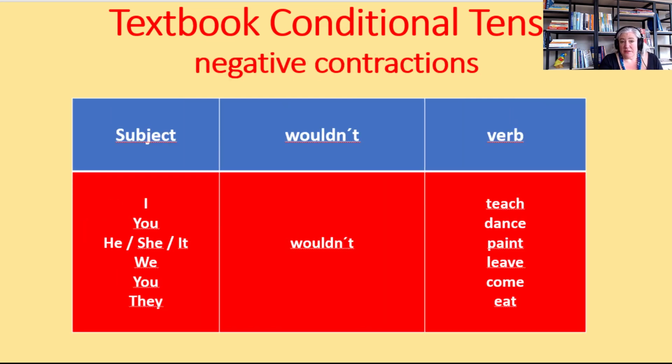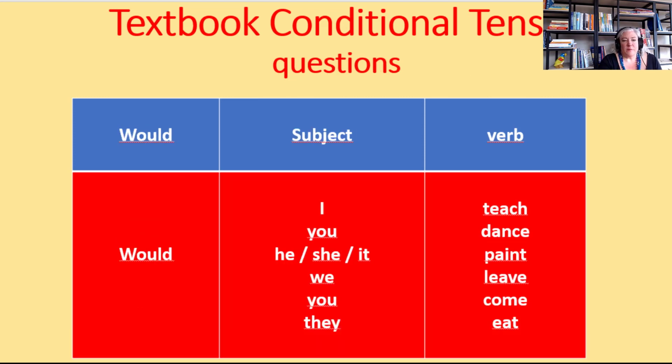The textbook conditional tense negative contractions. Subject plus wouldn't plus the verb. I wouldn't teach, you wouldn't dance, he, she, it wouldn't paint, we wouldn't leave, you wouldn't come, they wouldn't eat.